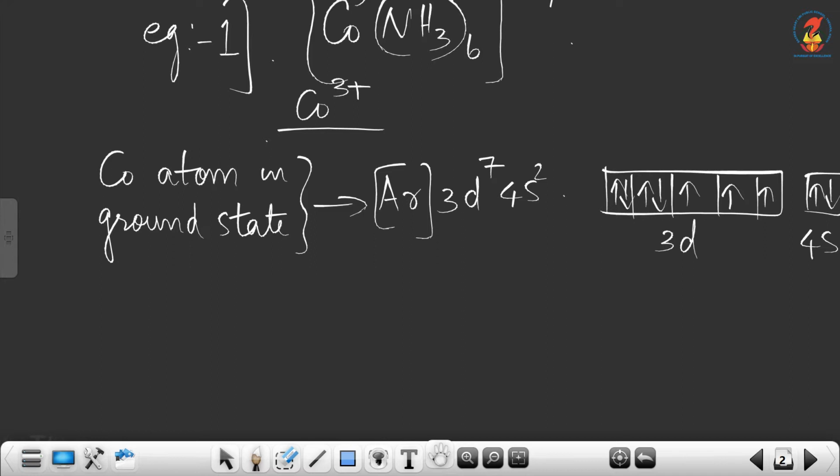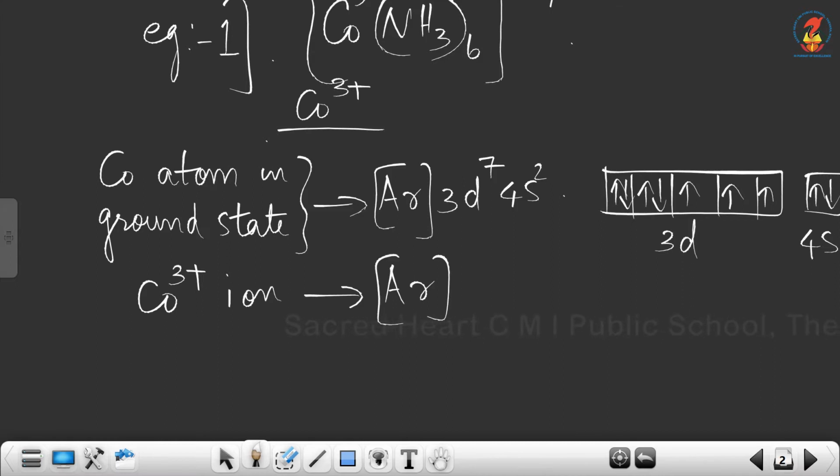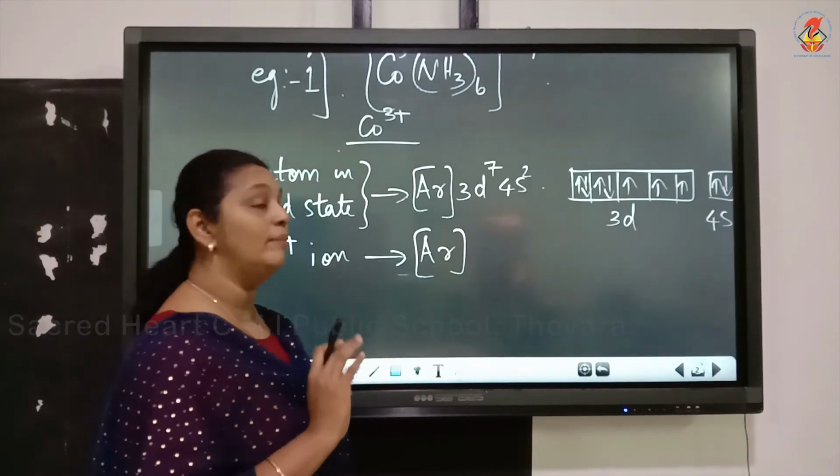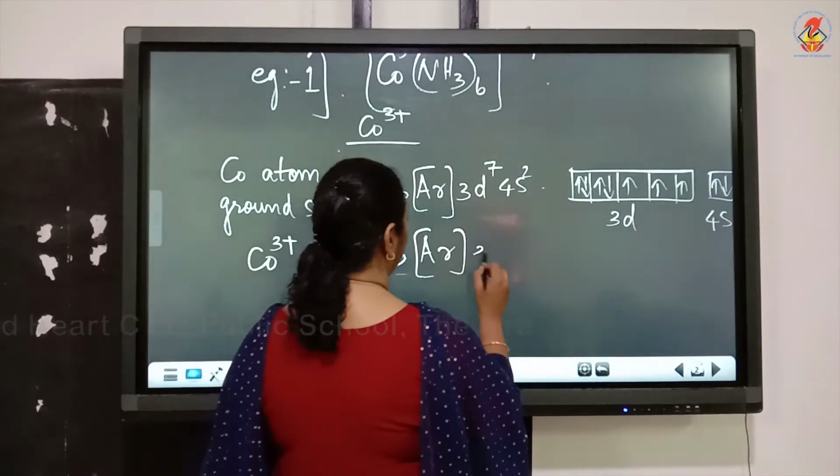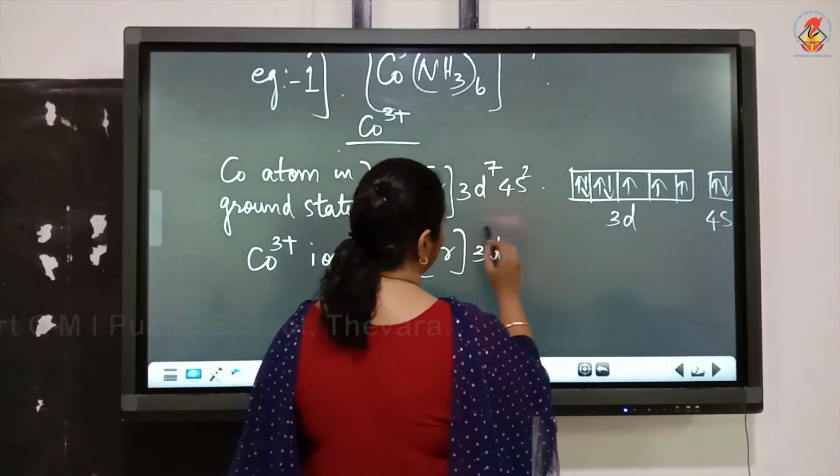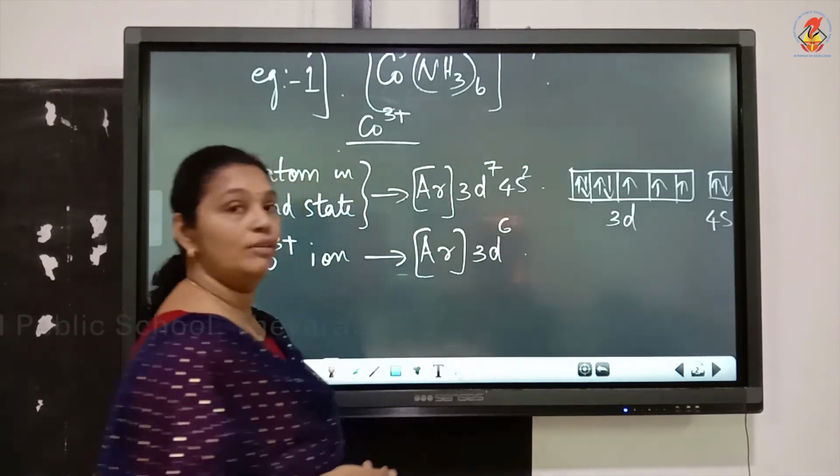Now next you are going to write the electronic configuration of the Co3+ ion, that is the metal ion. So what is the configuration of the metal ion? 3+ means 3 electrons are lost. So first 2 electrons are removed from the 4s orbital and the third electron is removed from the 3d orbital. So what will be the configuration? 3d6. This is the configuration.